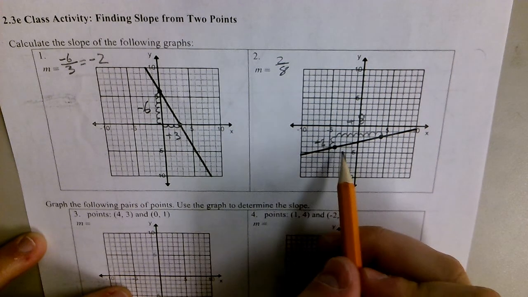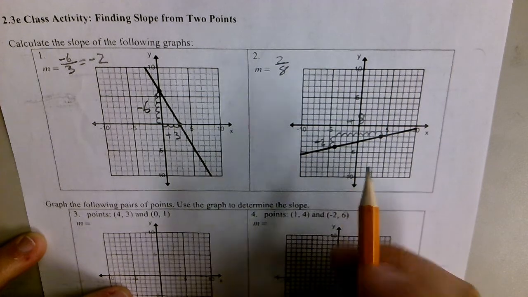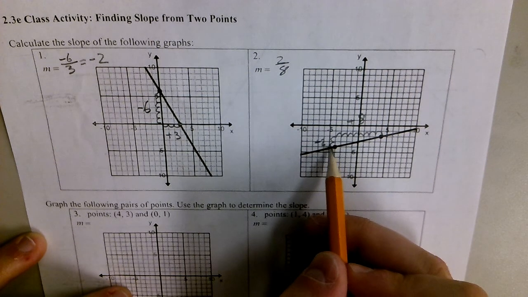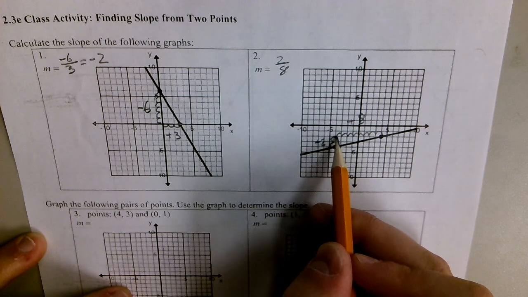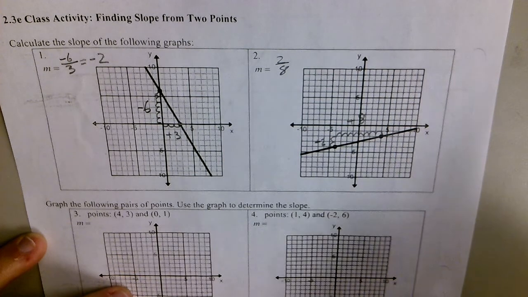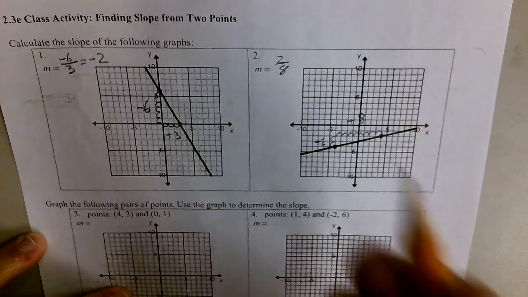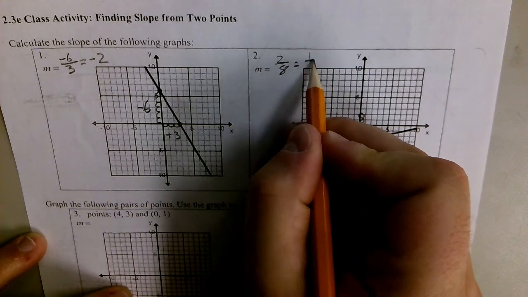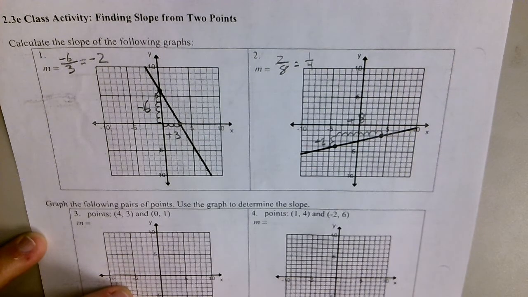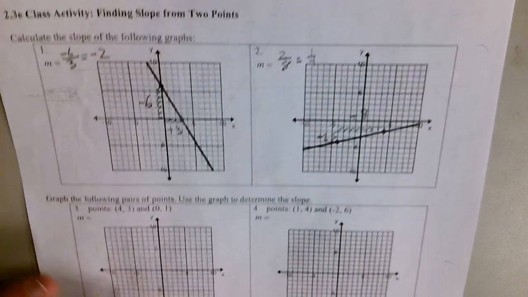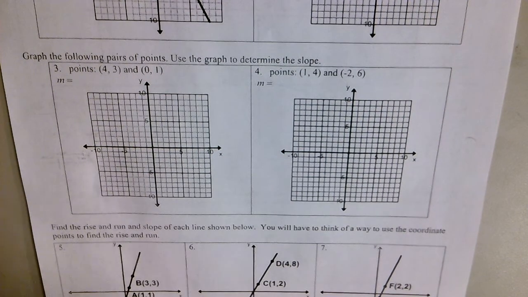And then this one we start here and here. So from here we have to go up 1, 2, and then we had to run 8 over to this point. So our rise over run would be 2 over 8, which we can reduce to 1/4. So then let's go to 3 and 4.